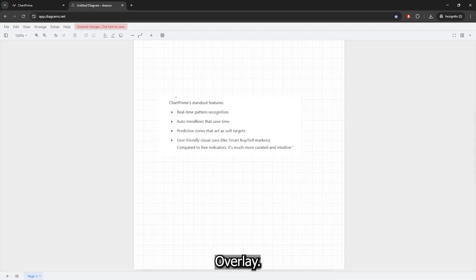Overall, you still need to apply your own rules. Many users combine ChartPrime with RSI, EMA, or volume for better accuracy, but don't treat it like an autopilot. Treat it like a co-pilot.